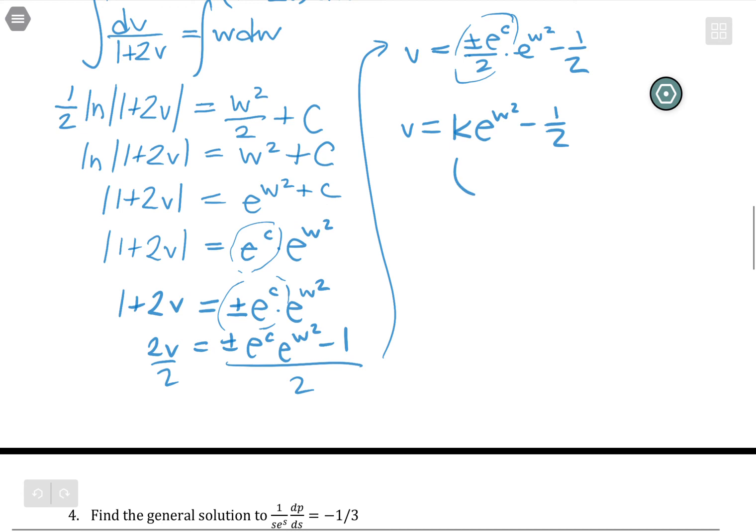And here, K can be any real number except for 0, right? E to the c is going to be a positive number, but we have plus or minus, so we can get negative. Dividing by 2 doesn't change that, but there isn't any way to get 0 as your constant.